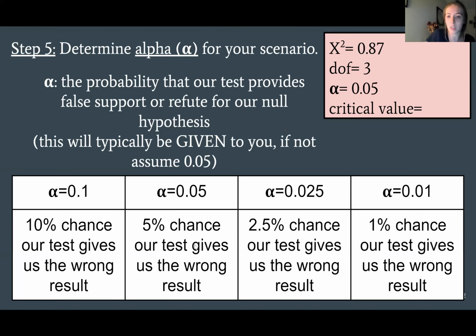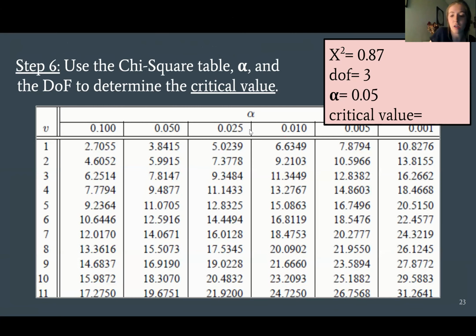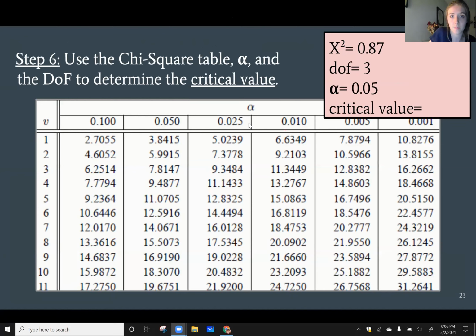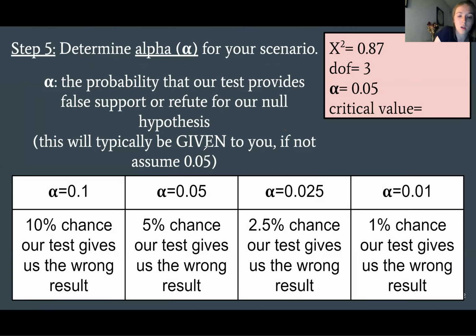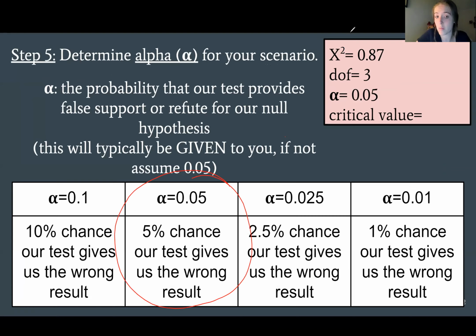And you're going to typically use the 0.05 value for our tests in this class. So that's going to be this guy here. Sorry, my touchscreen isn't working great. 5% chance that our test gives us the wrong result. This means a 95% chance that we got the right result from our chi-squared test. Okay? That's our alpha value.